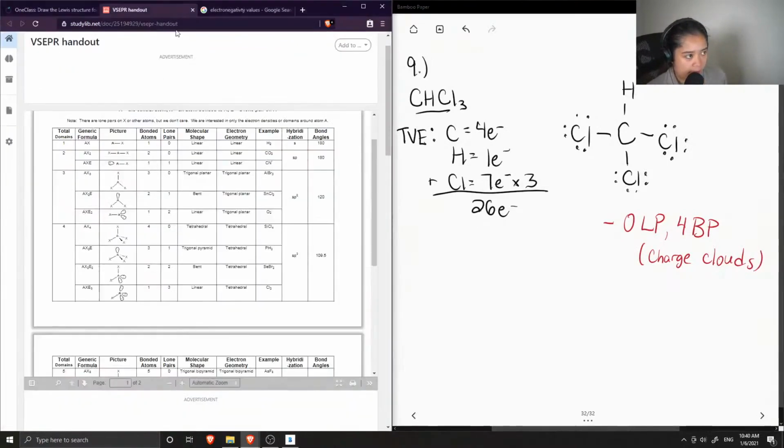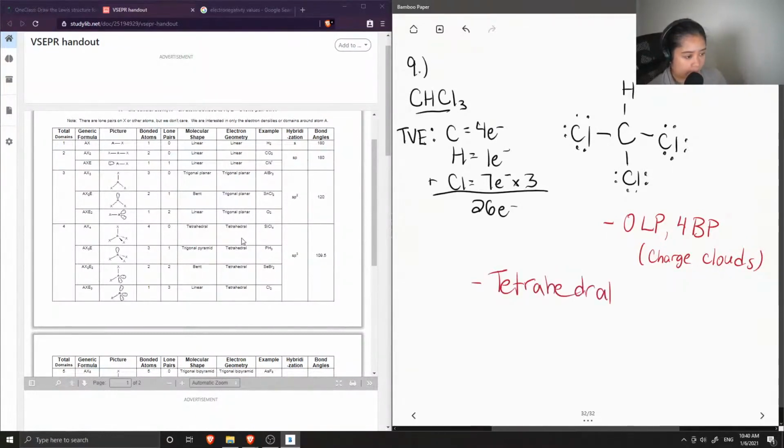So now let's look at a helpful VSEPR table and try to locate the structure of this molecule on the table. When you have 0 lone pairs and 4 bonded atoms, this is a tetrahedral. So this is shown right here. Both the molecular shape and electron geometry is tetrahedral. In terms of its hybridization, this is known as an sp3 hybridization. And the bond angles in between each atom is 109.5 degrees.